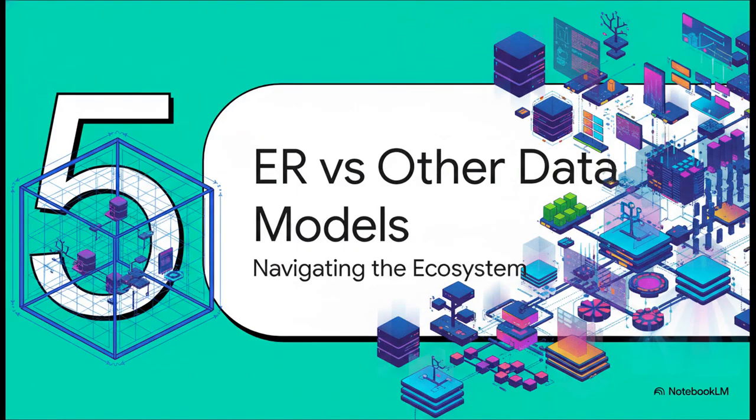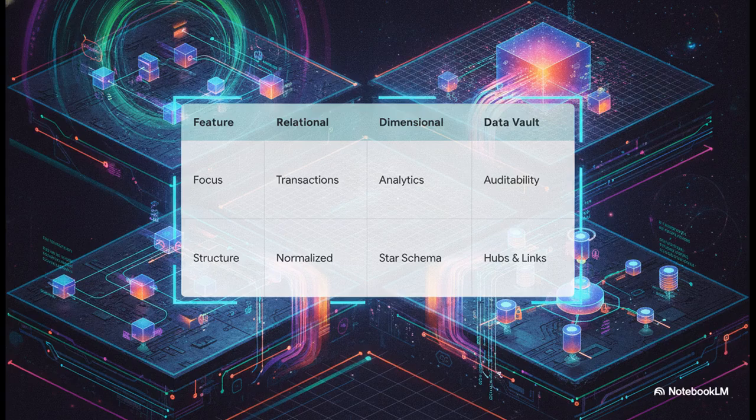Let's pan out a bit for Section 5, ER versus other data models, navigating the ecosystem. While highly normalized relational models are absolutely perfect for ACID-compliant daily transactions, they can cause massive compute overhead when you start running complex analytical queries. That's exactly why data warehouses often pivot to dimensional modeling, like Kimball's star schema, where we deliberately denormalize data into fact and dimension tables for lightning-fast aggregations. Alternatively, if you're dealing with massive scale and need strict historical auditability, enterprises often adopt Data Vault 2.0 architectures, cleverly organizing data into hubs, links, and satellites. It's all about picking the right tool for the job.